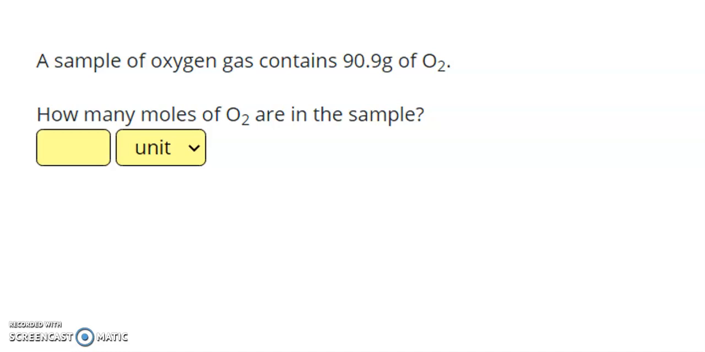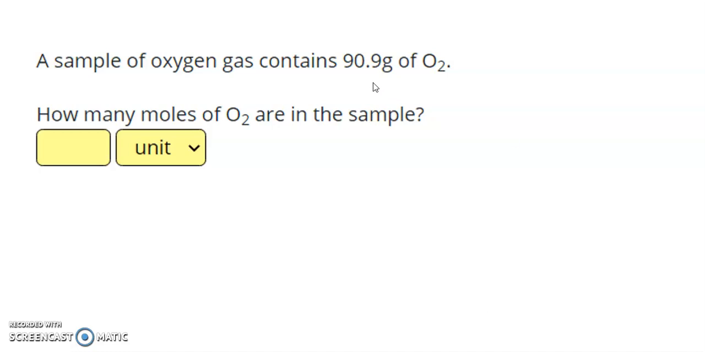This is the video for the gas laws unit problems about ideal gas law problems with molar mass. This first question is a review of how to find moles given a number of grams of a substance. It says a sample of oxygen gas contains 90.9 grams of O2. How many moles of O2 are in the sample?